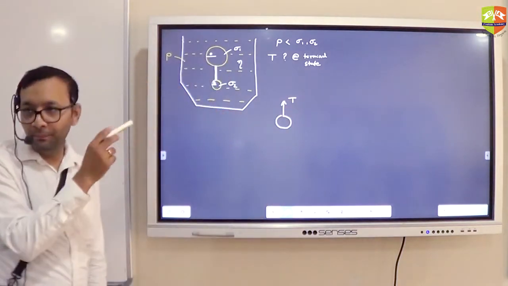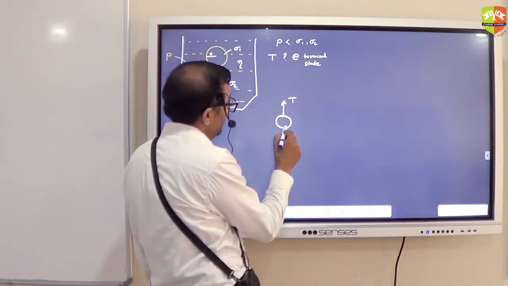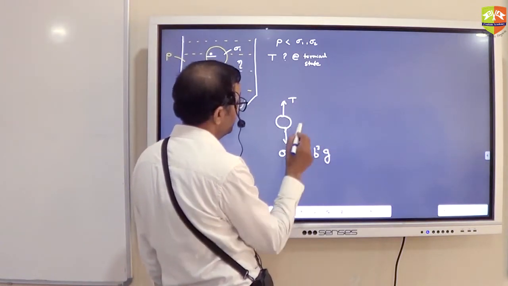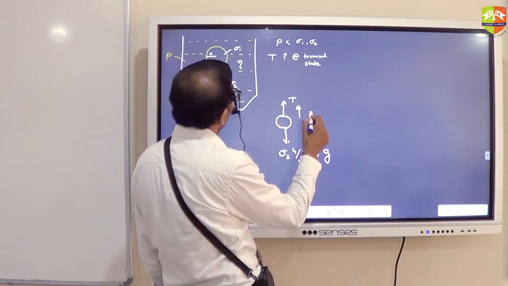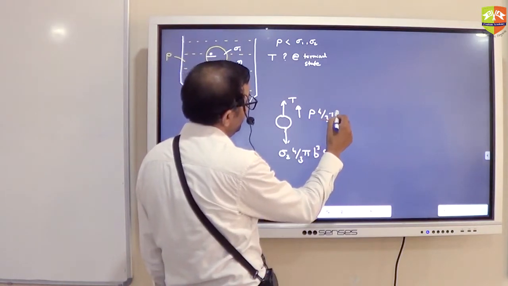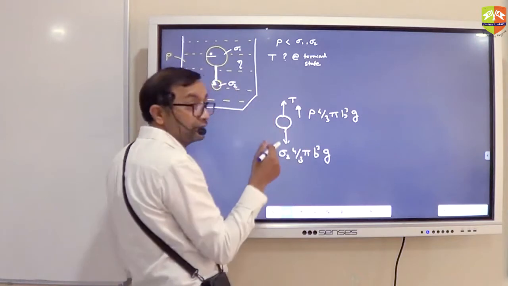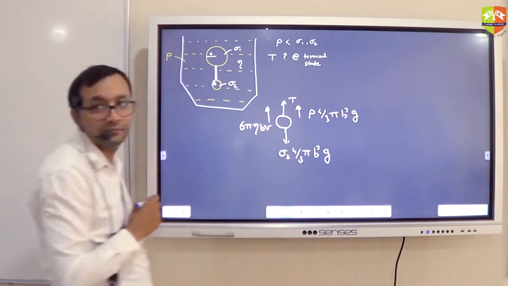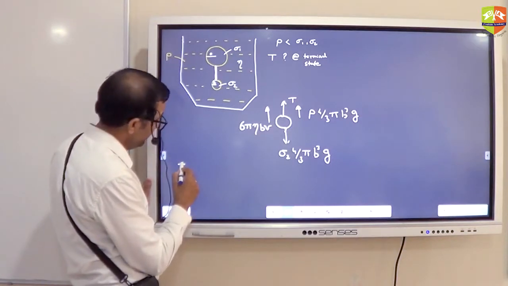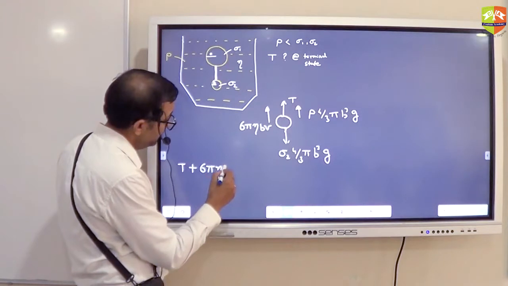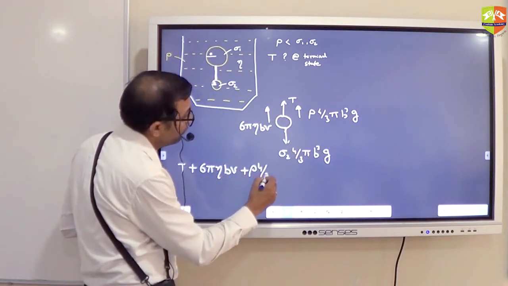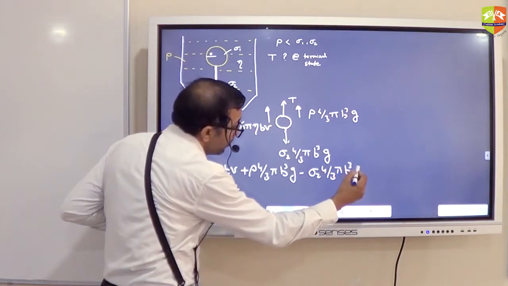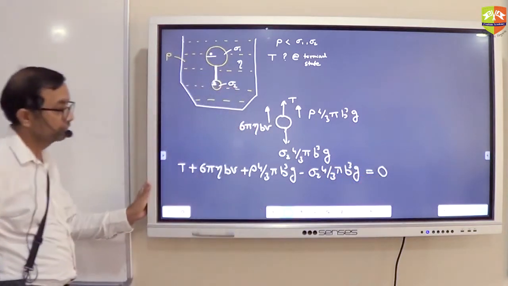I am drawing for the bottom sphere. Tension will be upward, of course. And there will be mg force, which will be sigma 2 into 4 by 3 pi b cube into g. And there will be a buoyant force also on it. It will be rho into 4 by 3 pi b cube into g. And what else? Viscous force upward 6 pi eta b into v. Okay? So I can say that T plus 6 pi eta b into v plus rho into 4 by 3 pi b cube g minus sigma 2 into 4 by 3 pi b cube g is equal to 0. This equation all of you got?